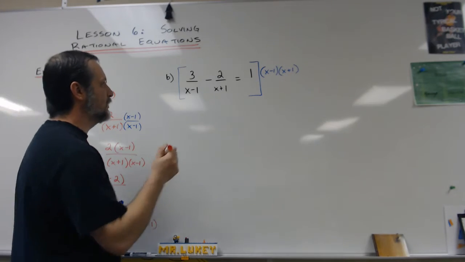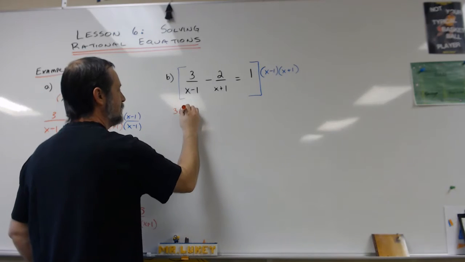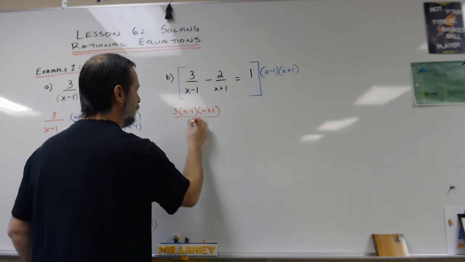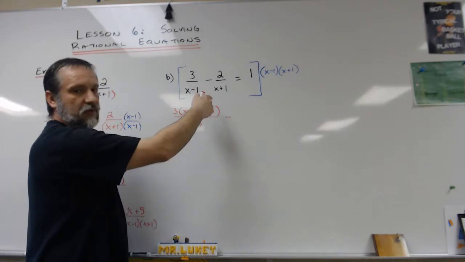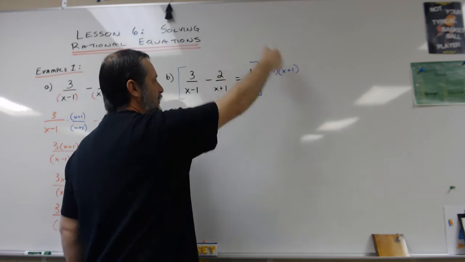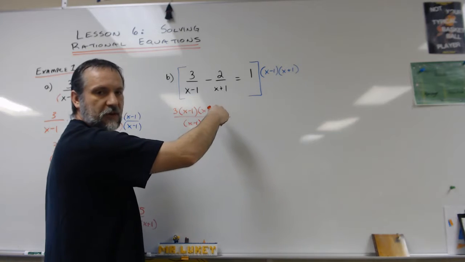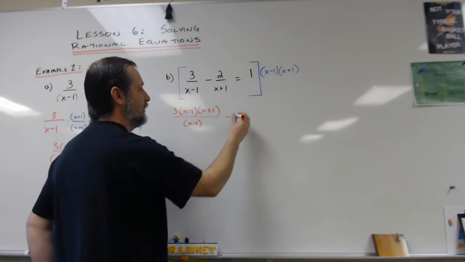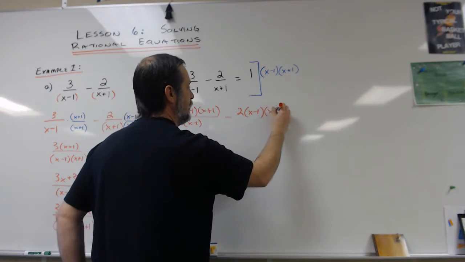Now when I'm writing this through, I want to take 3 times x minus 1 times x plus 1 over x minus 1, minus, again I'm doing the same thing here, 2 times x minus 1 times x plus 1 over x plus 1, and the 1 times x minus 1, x plus 1. And I can show each of those.